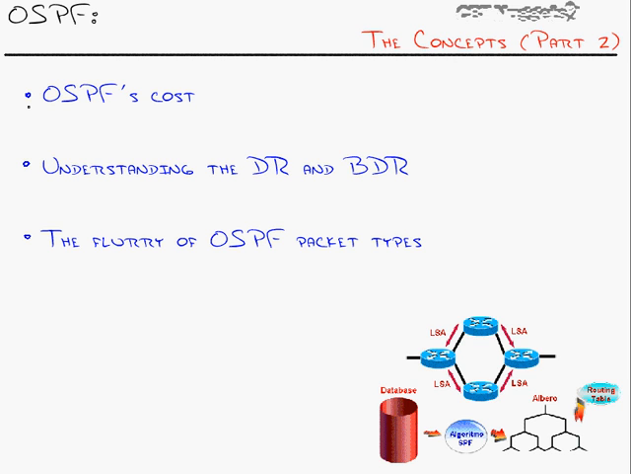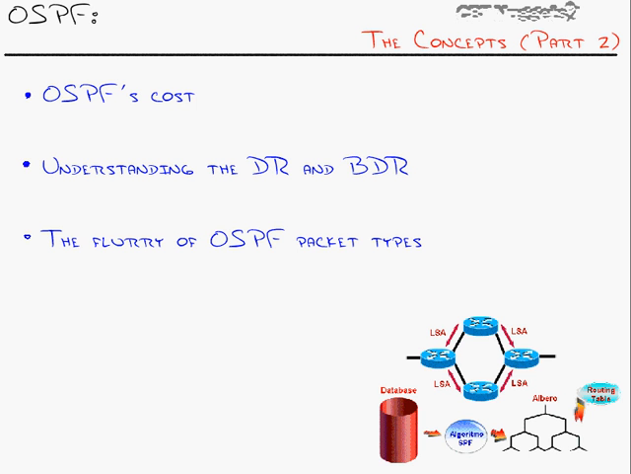So to hit the high points, we did talk about the OSPF cost, which is its metric, 100 divided by the bandwidth in megabits per second. We then moved into the DR and the BDR, the designated router and the backup designated router, which are used on shared Ethernet segments and NBMA, non-broadcast multi-access networks, the clouds, to manage the amount of updates that need to be sent between neighbors. Finally, we officially discussed every single packet type that you'll find in OSPF.